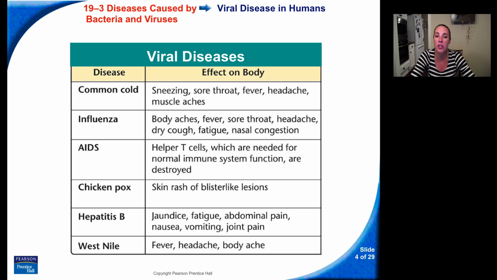So some viral diseases you might be familiar with: common cold, influenza, also known as the flu, AIDS, chickenpox, hepatitis B, and West Nile. These are all viral diseases. Common colds, you know the effects on the body: sneezing, sore throat, fever. Same thing with influenza. AIDS kills certain immune system cells called helper T cells, which are needed for normal immune system function. Chickenpox is a skin rash. Hepatitis B causes jaundice, fatigue, abdominal pain, nausea, vomiting, joint pain. And West Nile causes fever, headache, body ache, a lot like the flu.